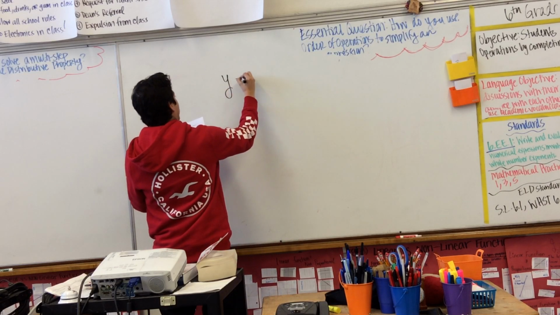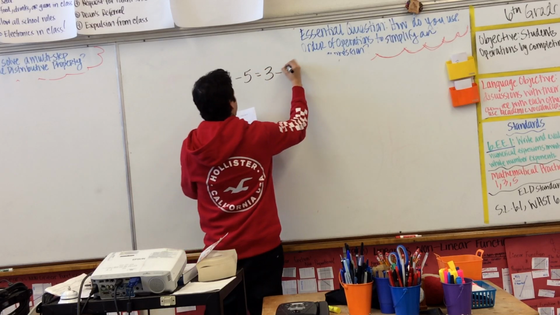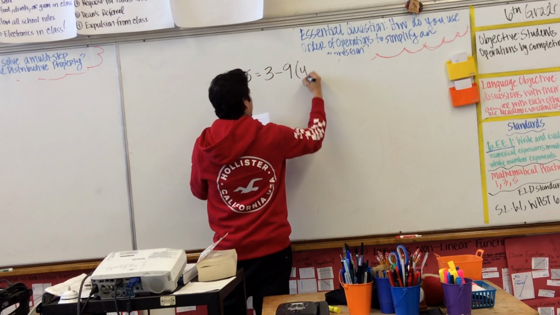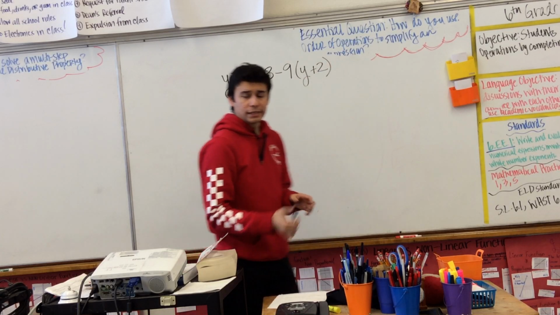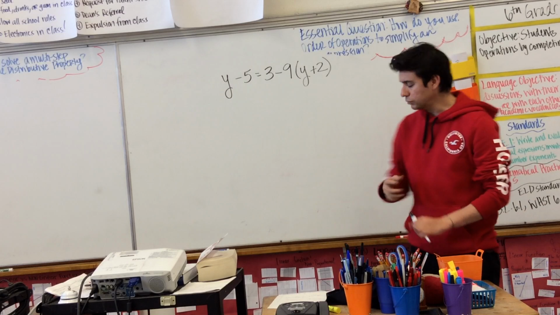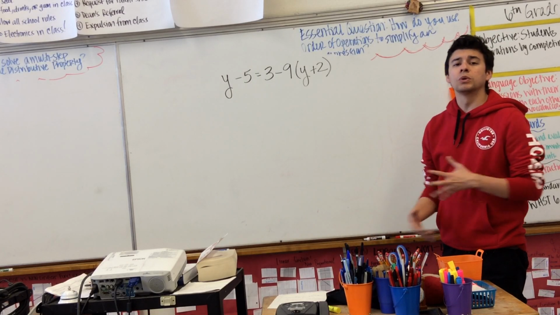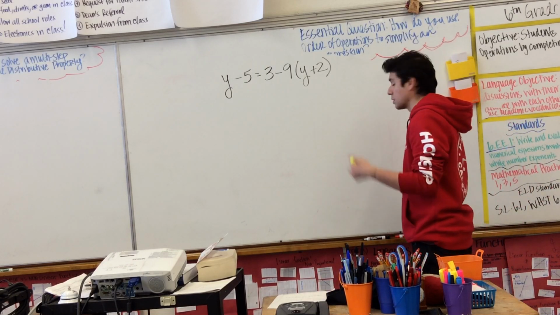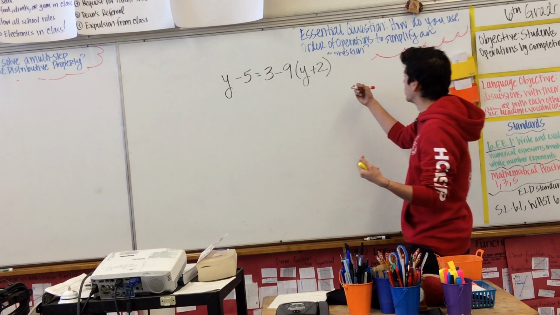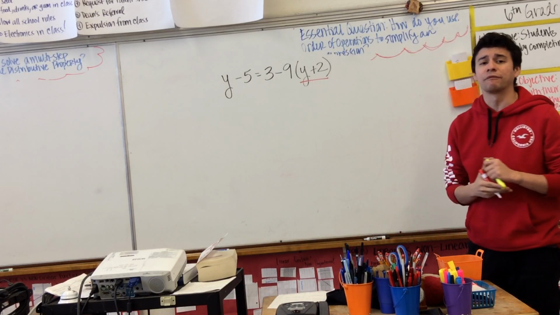Y minus 5 equals 3 minus 9 times (y plus 2). Okay, same thing. You look at this problem. Okay, it seems pretty simple. You highlight, get your highlighter, highlight the parentheses. I'm not going to highlight because you can't highlight, so I'm going to underline the parentheses. That's my parentheses. That means I have to do that first.